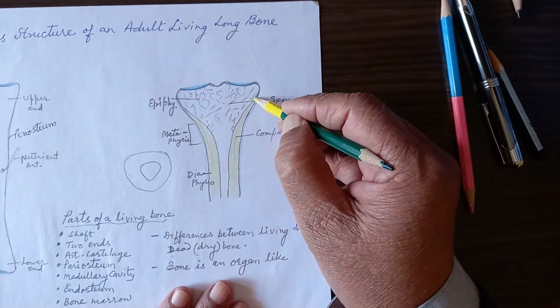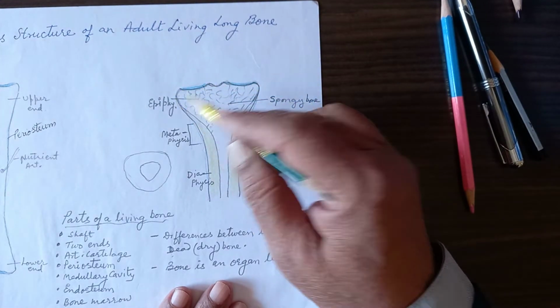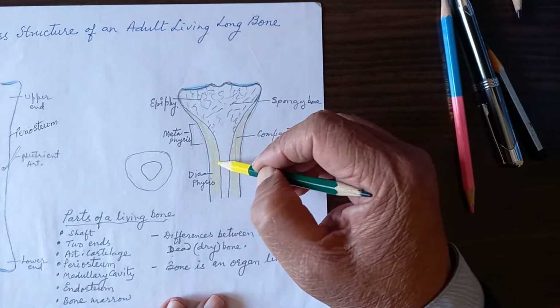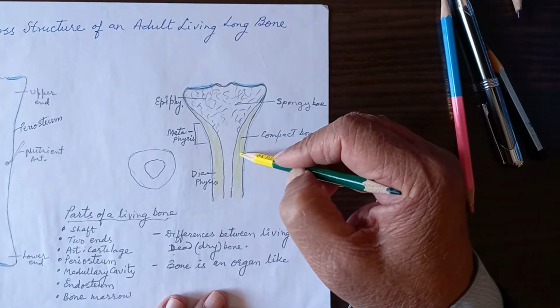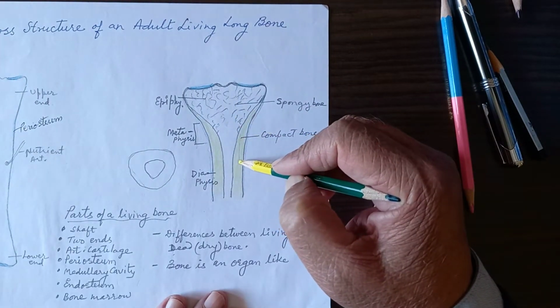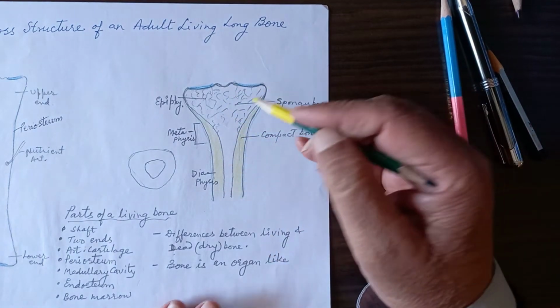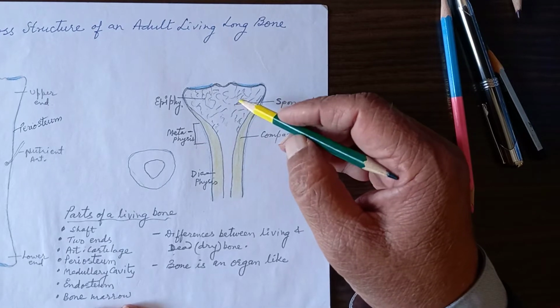This kind of bone is called spongy bone or cancellous bone. But the outer surface of this spongy bone is covered by a very thin layer of compact bone. Thus the bone is made up of two different kinds of bone: compact bone, which is predominantly present in the shaft, and the ends, which are made up of spongy bone.